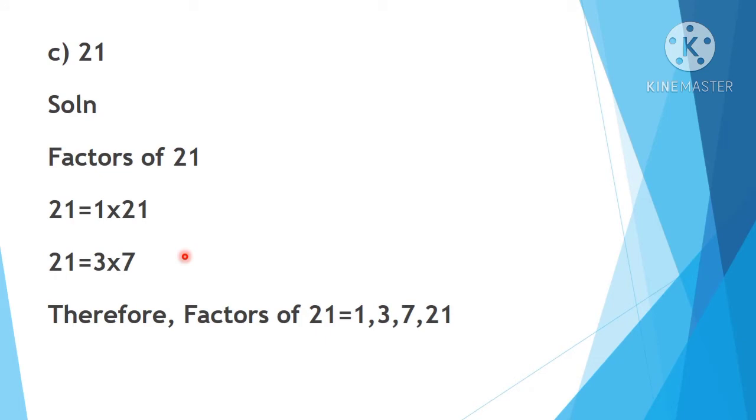21. So 21 also you know, right? 1 and 21 are the factors. Then 3 sevens are 21. Then write all the factors. So if any number is given, first you want to check whether it is a prime number or a composite number. Prime number means you will have only two factors and composite number means you will have more than two factors. Okay.